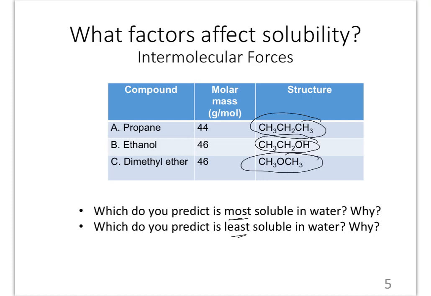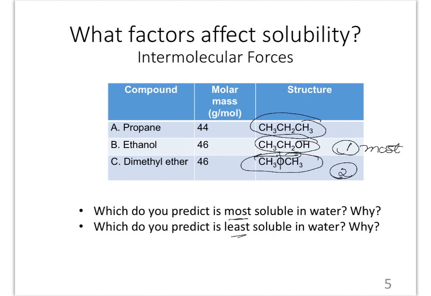This is the type of question you would be asked on your exam too. I'm hoping that you would pick the ethanol as the most soluble because it can hydrogen bond with water. Now, ether would be the second most. Now, if ether were linear, it'd be completely symmetric and the dipoles would cancel, it'd be nonpolar, but it's not.